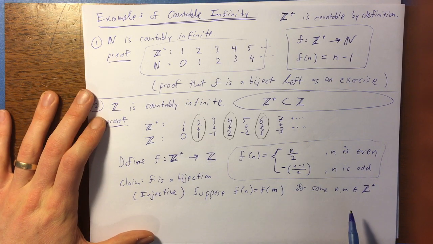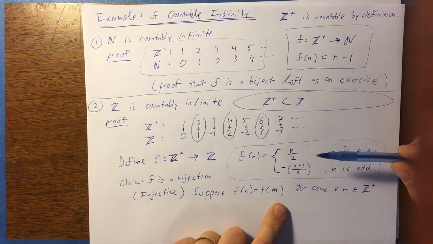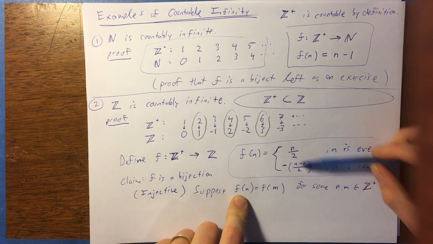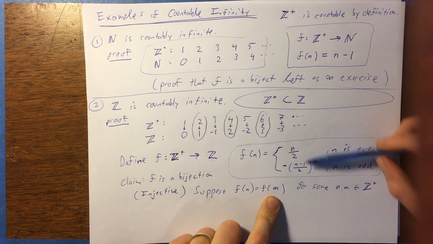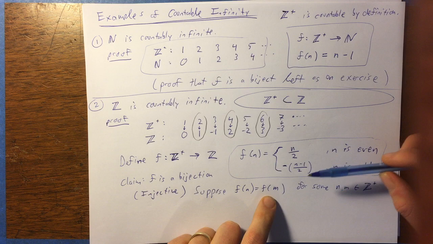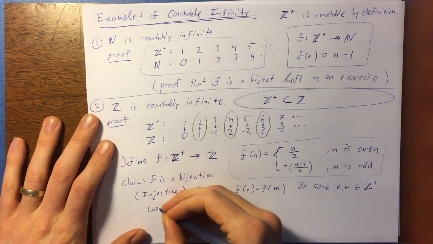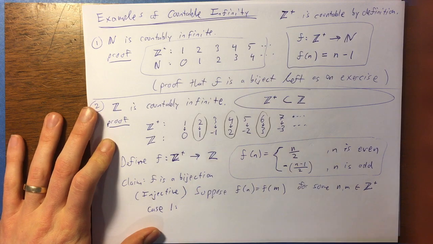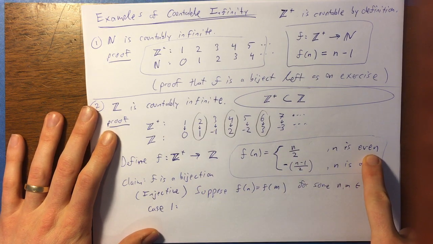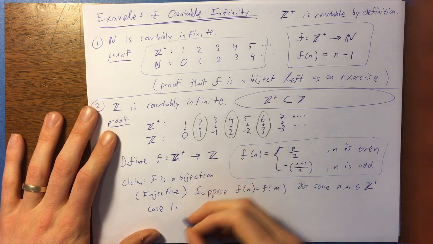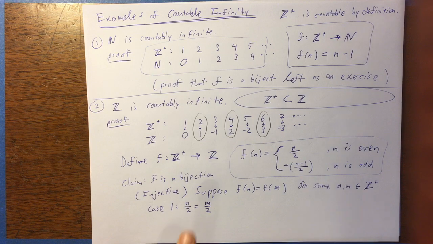Well, what does that mean? I want to use my function, but what am I setting equal to what? Because f of n could be either of these, depending on whether n is odd or even, and f of m could be either of these as well. So really, we've got several different cases. Case 1, breaking into cases now, is the possibility that n and m are both even. And then in that case, I'm going to get n over 2 equals m over 2. Okay, that's my first case.